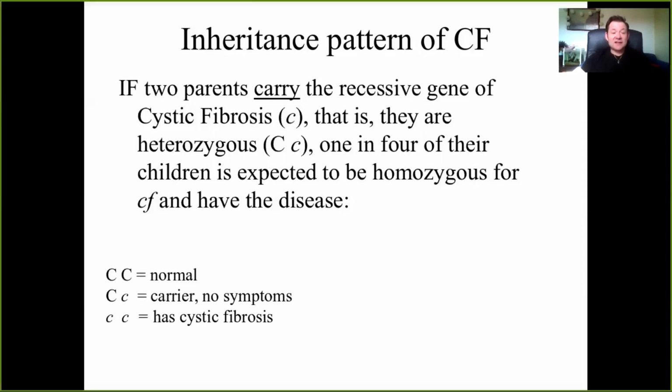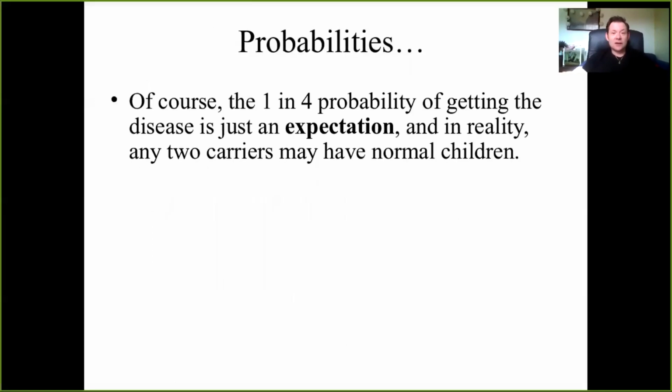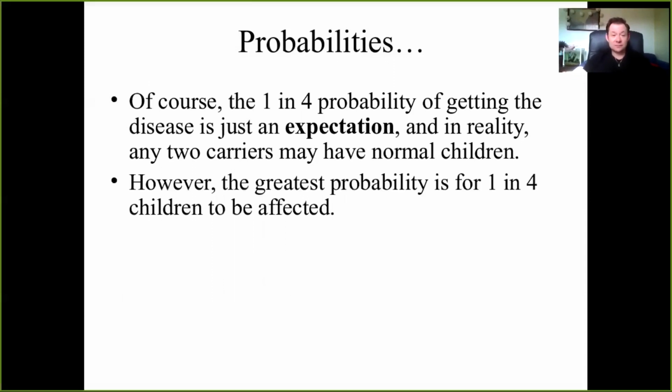So big C is normal, big C, little c is a carrier with no symptoms, and 2 little c's means cystic fibrosis. So this is your Punnett square. As you can see, only a quarter of the offspring will have the phenotype of cystic fibrosis. If we look at probabilities, the 1 in 4 probability of getting the disease is just an expectation, and in reality, any 2 carriers may have normal children.